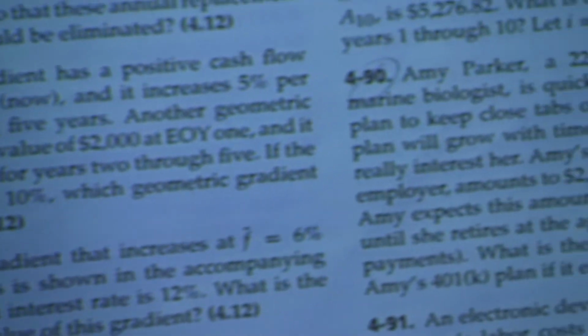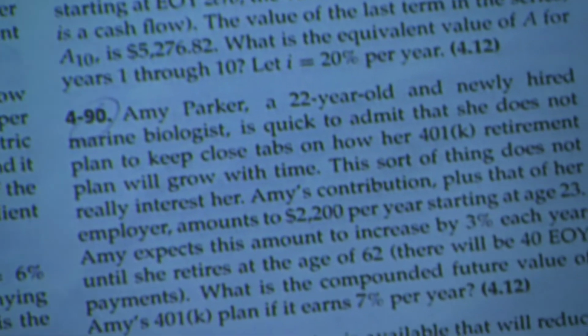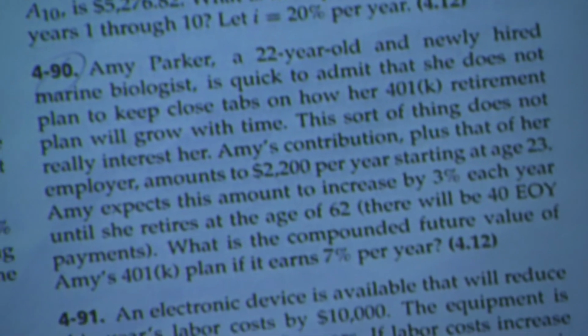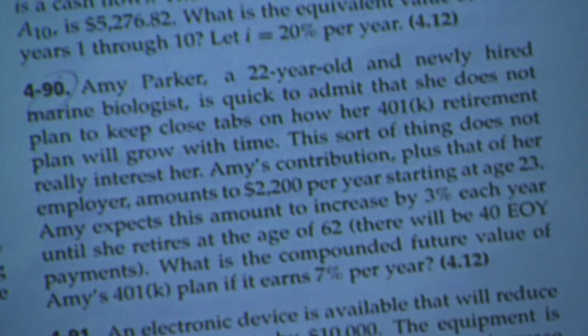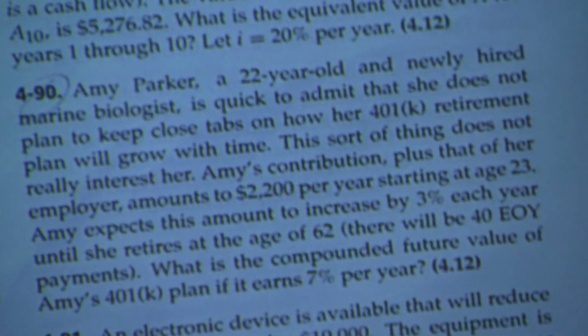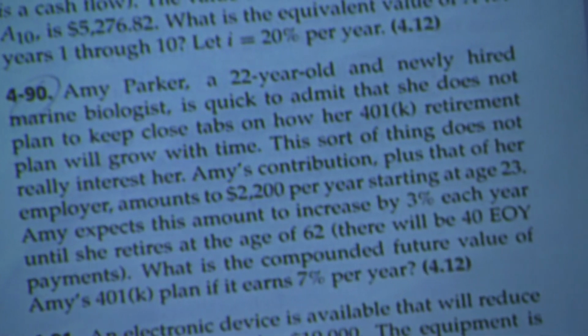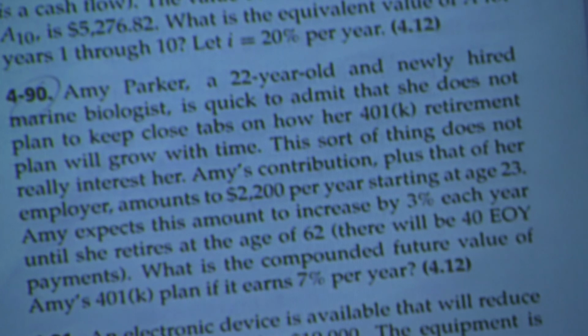Okay. It's a similar problem, and it might be a little more expensive. So 490. She's 22. That's important. She's newly hired. She's a marine biologist. Admirable. They don't make a lot of money. It's unfortunate. She wants to retire.